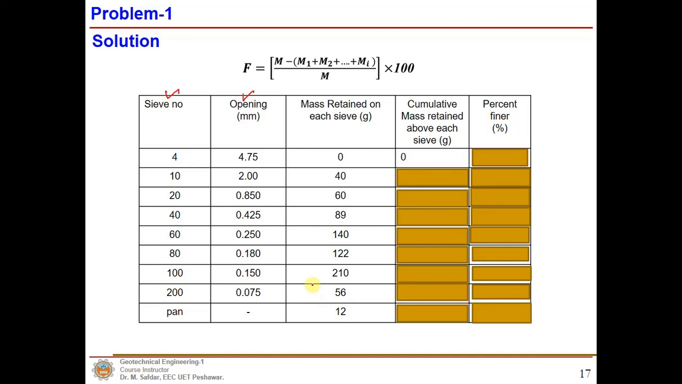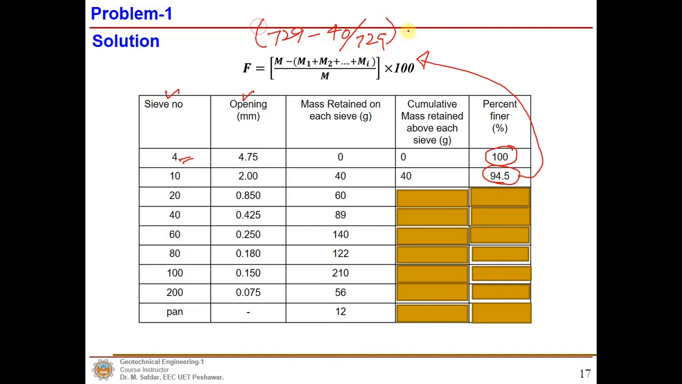So cumulative mass retained is 0 because nothing is retained on sieve number 4. Therefore we can say that 100% passed from sieve number 4. Then 40 grams, if you divide that by 729, and you subtract it from 100, this will give us the percent finer. Or you can directly use this equation, like for example 729 minus 40 divided by 729 into 100, and this will give you directly this number. You will get the percent finer 86.3.